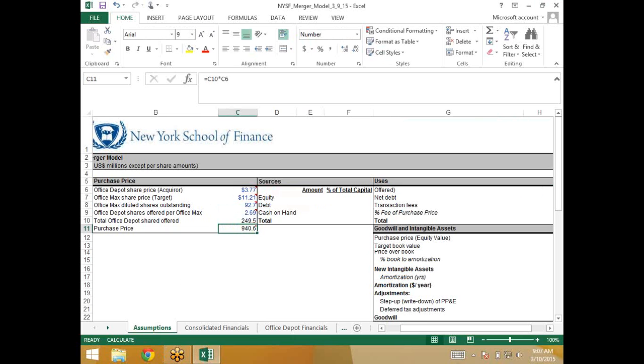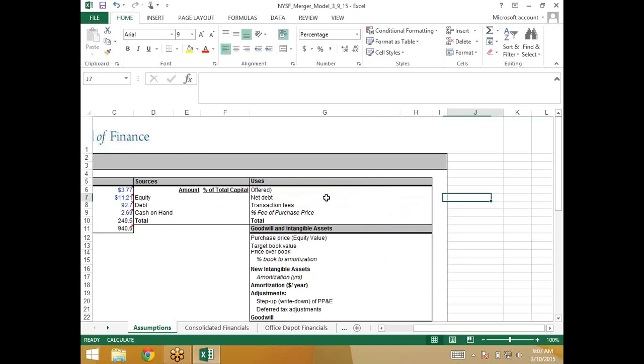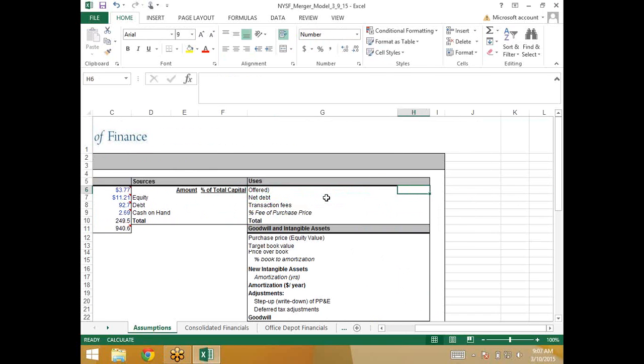So, based on that, we need to think about what the appropriate uses and sources of cash are. And you usually want to start with the uses. Here, it's a little bit cut off, but it says purchase price, equity value of Office Depot shares offered. That's what the purchase price is. This is the value of the Office Depot shares to be raised to buy out Office Max shares. That's the 940.6, the number that we've calculated on the left here.